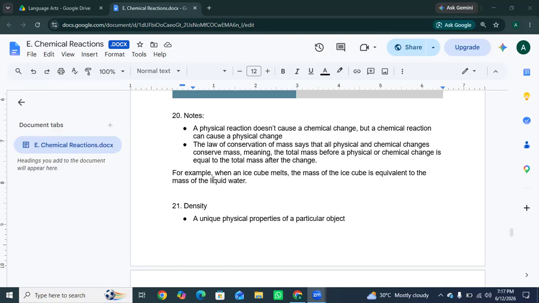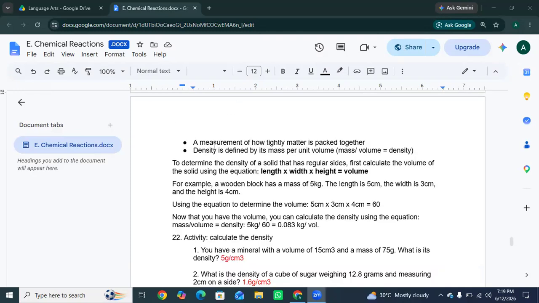Okay, so the next one is density. Density is a unique physical property of a particular object. It tells you how tightly packed the matter inside an object is, a measurement of how tightly matter is packed together. Density is defined by its mass per unit volume. So basically, this is the formula of density: density is equal to mass per unit volume.